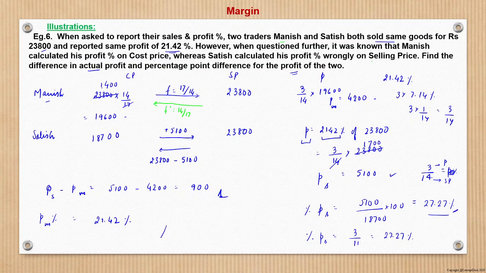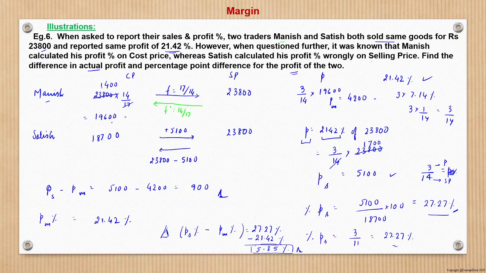So what is the difference between the profit percentage of Satish minus the profit percentage of Manish? It will be 27.27 minus, this one is correct, 21.42. So 27.27% minus 21.42% is 5.85%, right? 5.85%. This is the answer to this question, 5.85.